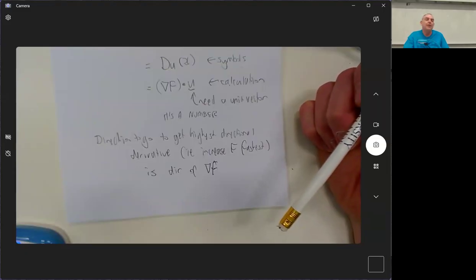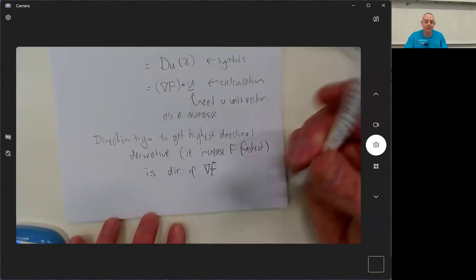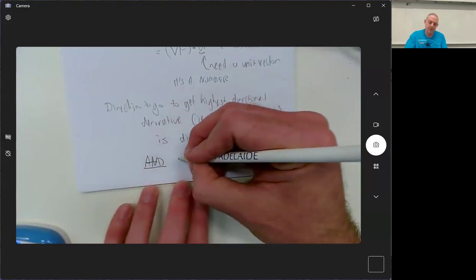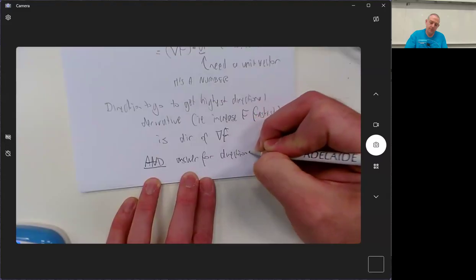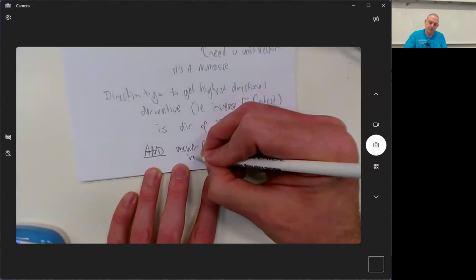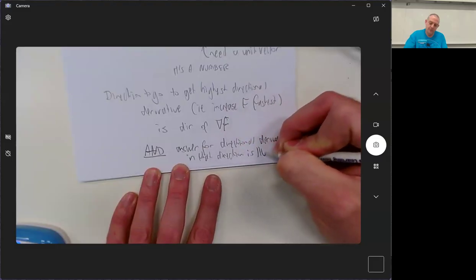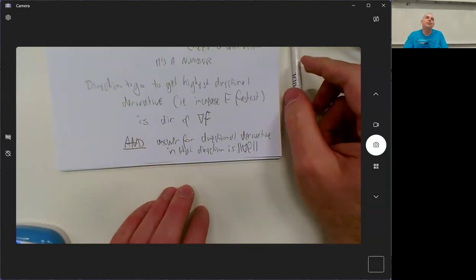And even better, the magic trick is better than this. What the actual answer is for the directional derivative in that direction is the length of this vector. Which is just a super duper magic trick.